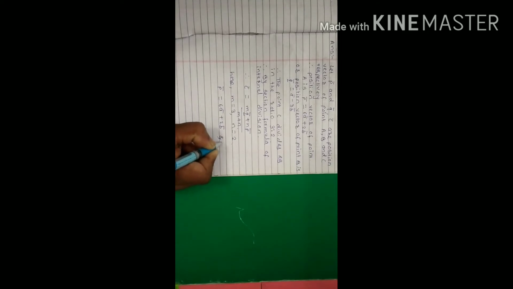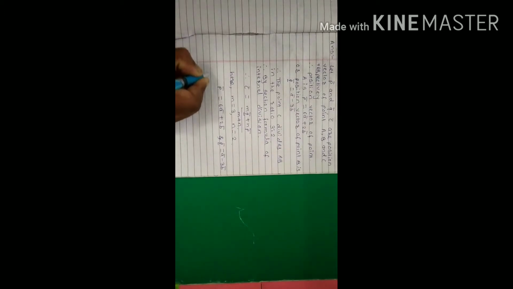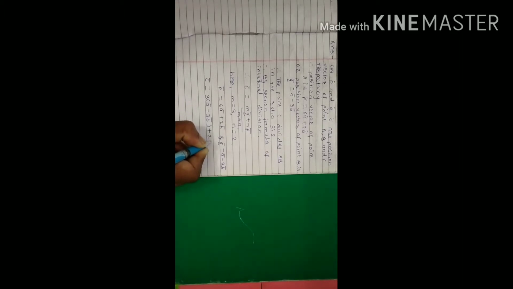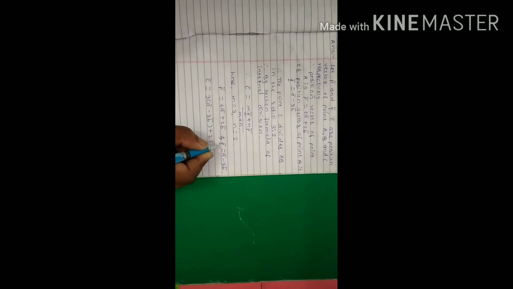Put the values in the above equation, then we get c bar is equal to 3 in bracket a bar minus 3b bar, that is the q bar value, plus the value n is 2, then the value of p bar, that is 6a bar plus 2b bar, divided by m plus n, where m is 3 and n is 2, 3 plus 2.